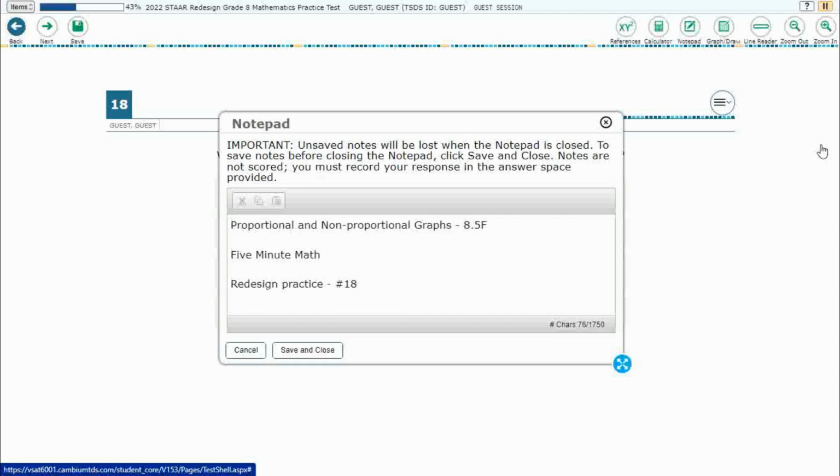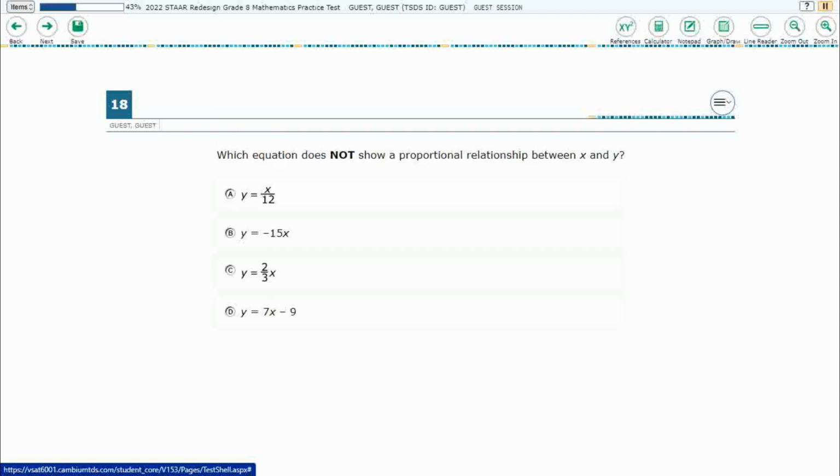Today we are looking at the 8th grade concept of proportional and non-proportional graphs. This is standard 8.5F in the great state of Texas, and we are using item number 18 off the Redesign Practice Online STAAR test. If you haven't done so already, please go ahead and take a moment to pause the video, work this problem out on your own, unpause it, and we will look at our answers together.